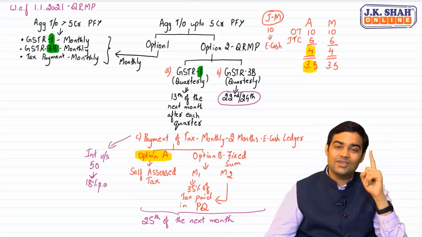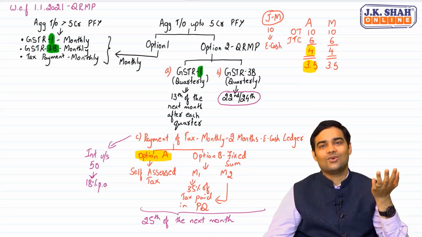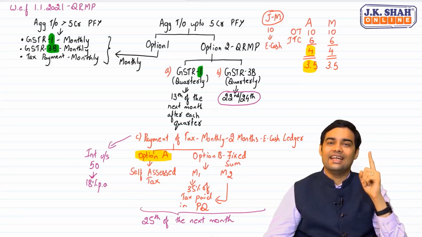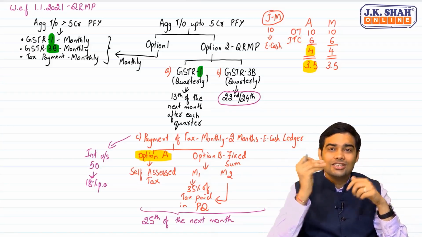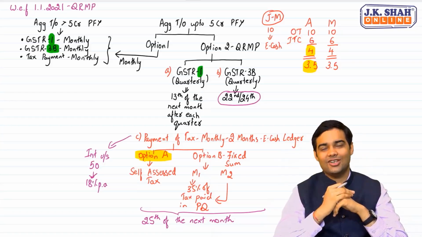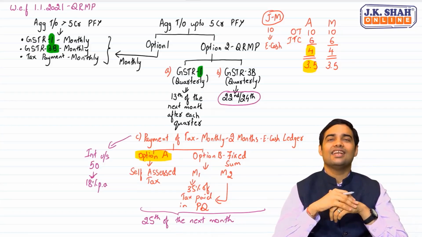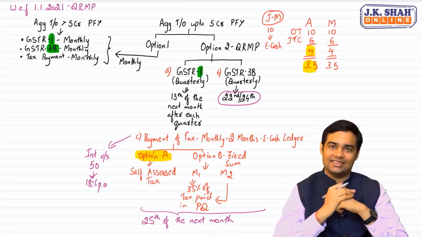So remember this always, that if you are paying 35% of previous quarter in month 1 and month 2, then never will interest apply for any shortfall. So if there is an excess payment we will talk about it, but if there is a shortfall, interest will never be applicable in case you have paid fixed sum.